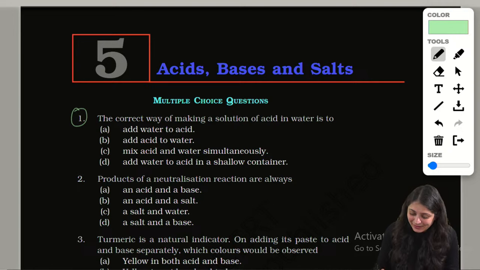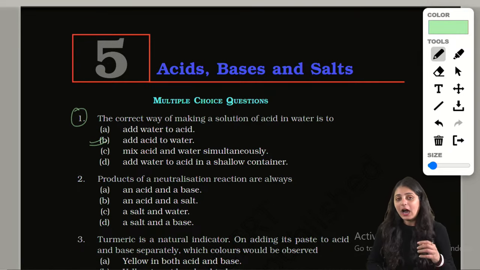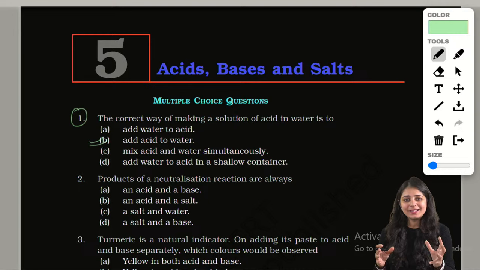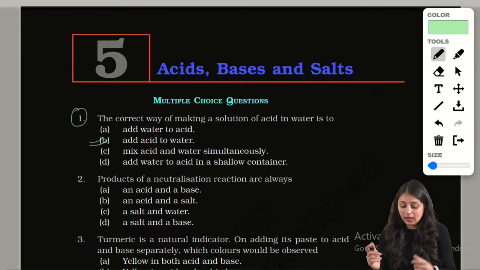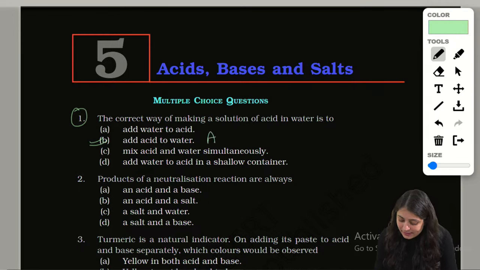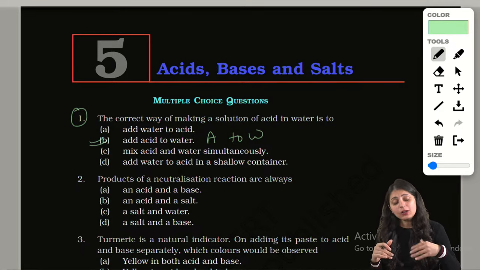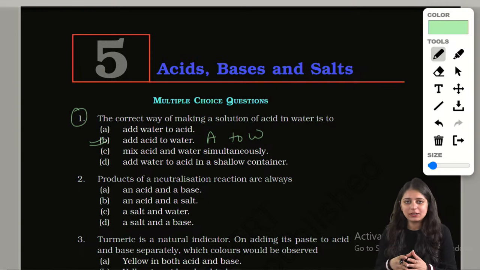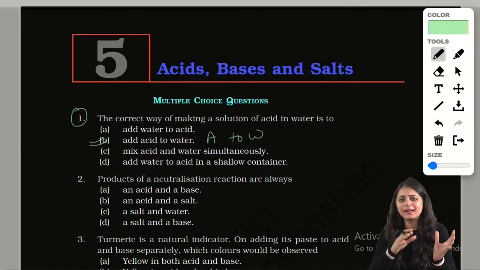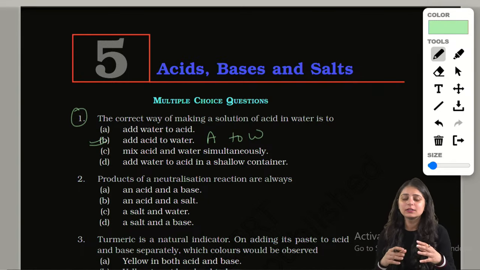Okay, correct answer is going to be option B. आपको जब भी एसिड और वॉटर को मिक्स करना है, हमेशा हम एसिड को वॉटर में ऐड करेंगे. कैसे याद रखेंगे? A letter comes before W. पर इसका लॉजिक क्या? ये तो learn करने का तरीका हो गया. बट इसका रीजन क्या है?